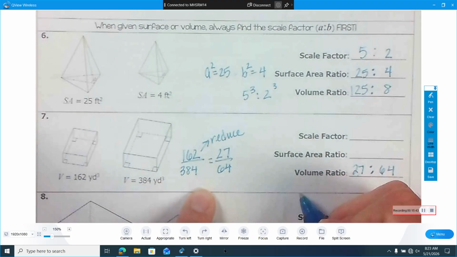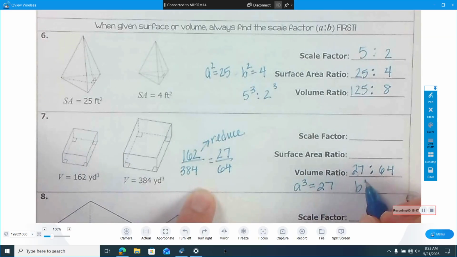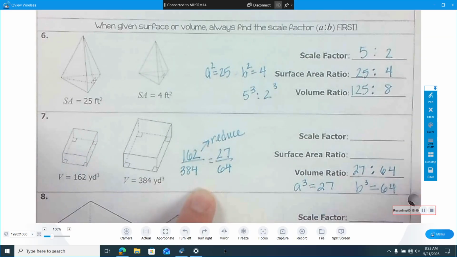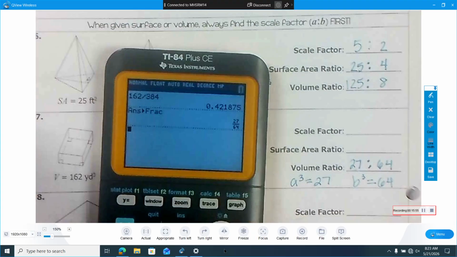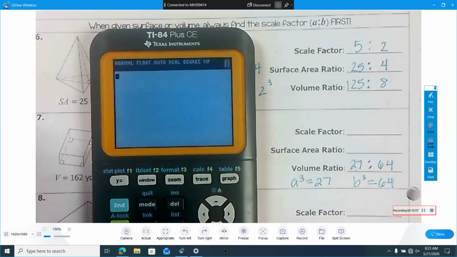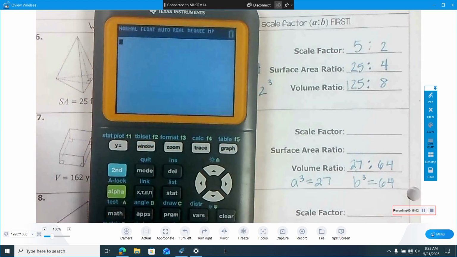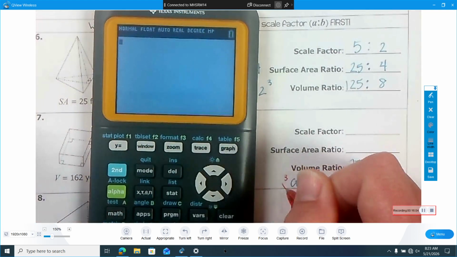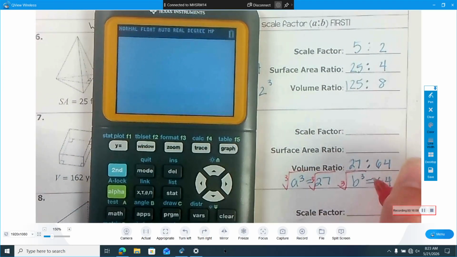That is A cubed. A cubed is 27. B cubed is 64. And what can I do? Cube root. Very good. You could cube root if you're unsure. That's under the math menu on your calculator if you don't know, because we don't do cube roots very often, but we could do a cube root of both sides here.